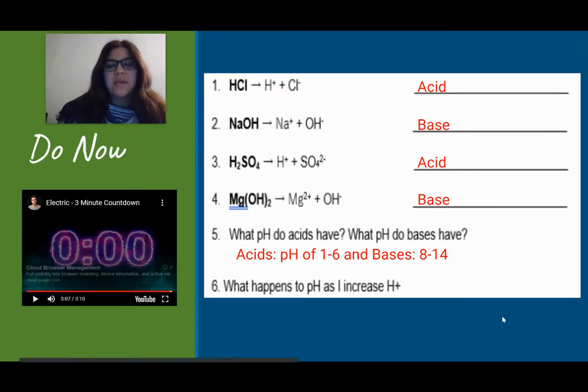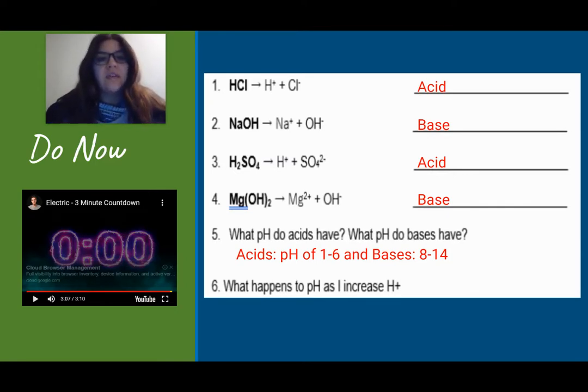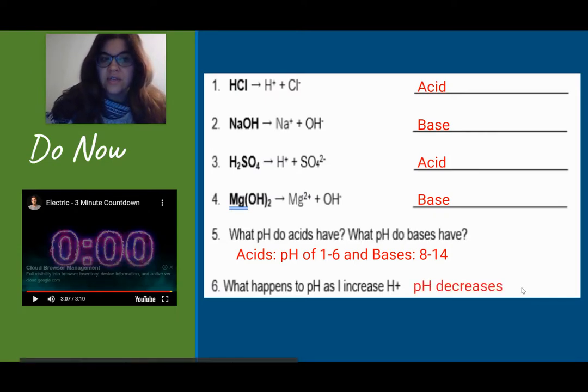And then what happens to pH if I increase my H plus concentration? You might be thinking, because we're adding more hydrogen ions and increasing the concentration, that our pH is going to increase. However, remember, a definition of an acid is that it's going to form H plus ions. And so with our acids, they're actually getting stronger as our pH decreases. So if we increase the amount of H plus, then our pH is actually decreasing.